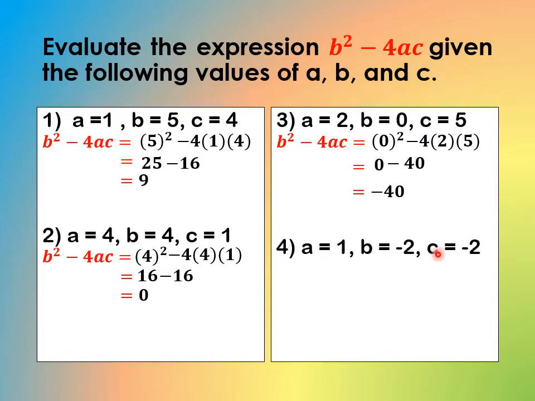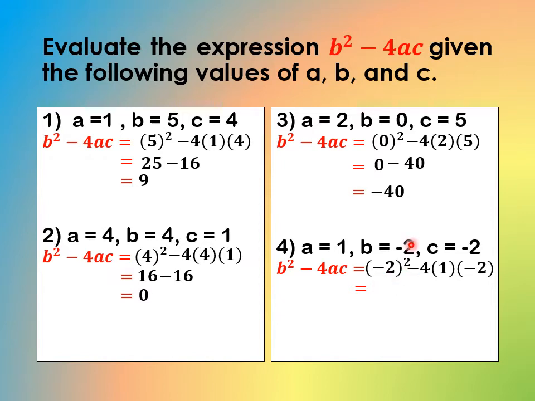Okay. And number 4. A is equal to 1, B is equal to negative 2, C is equal to negative 2. So, evaluate ulit natin. Ano ang B? That is equal to negative 2. Correct. So, we have negative 2 squared minus 4. Okay. Times ang A na 1. Times ang C na negative 2. Okay. So, evaluate. Negative 2 squared.